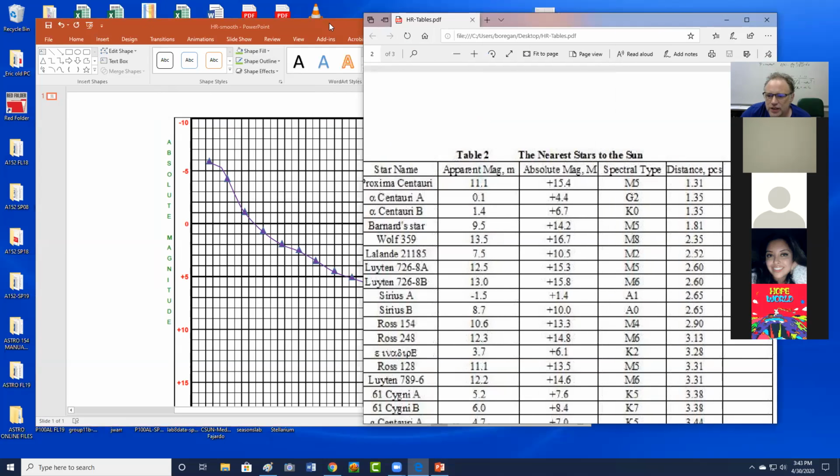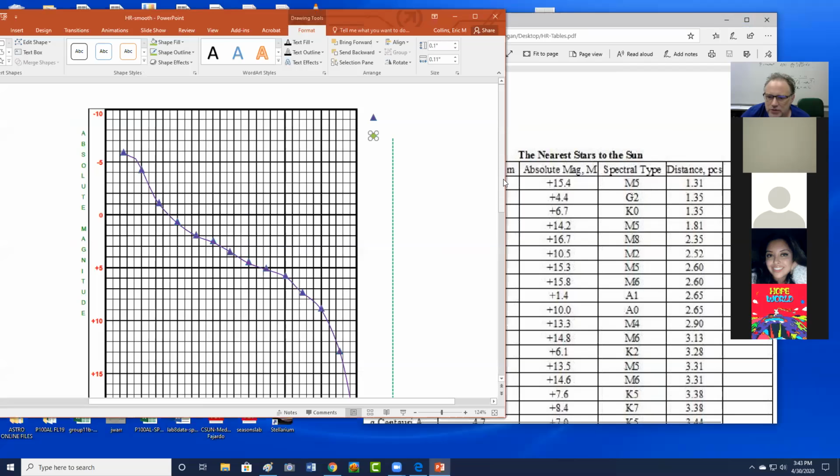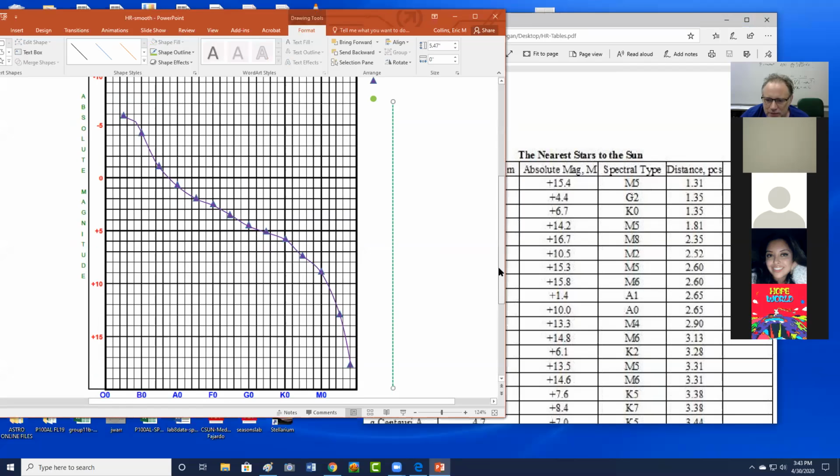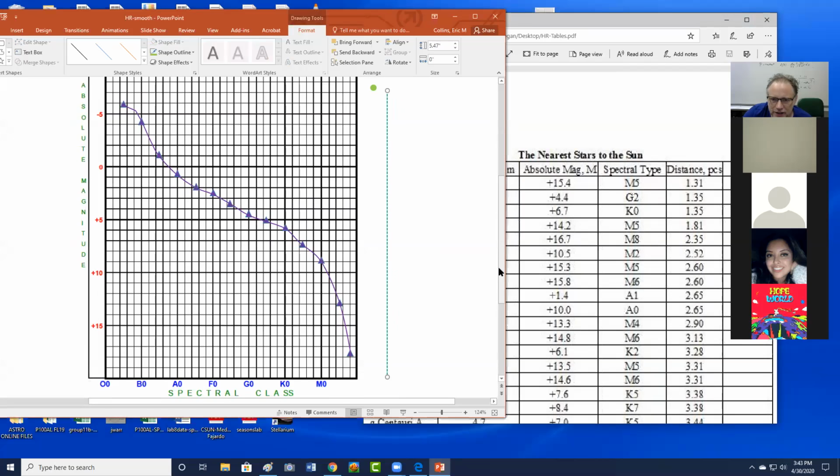Okay, so I'm going to do this first one here. We have to find the spectral type first. So I'm going to move this over until I get to M5. Tell me when I get to M5. Oops, I messed it up. Okay, so M5 is right there. Now I want to take this and put it at positive 15.4. So I go over here and go down to positive 15.4. That's down here.